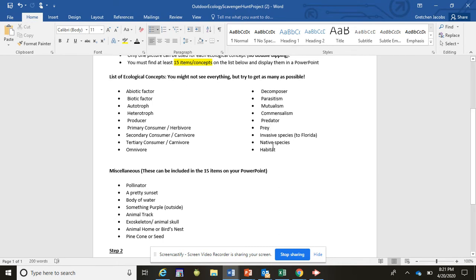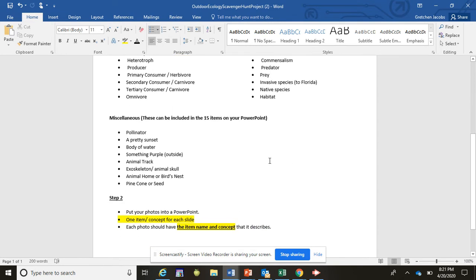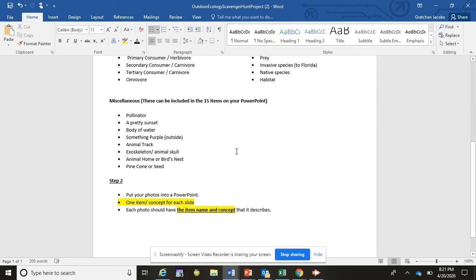You could do a native plant species or you could do a native animal species. And then like a habitat or something where an animal would live. Kind of be creative there.